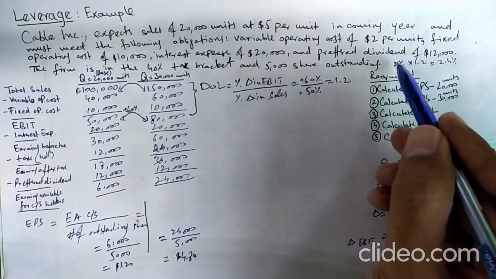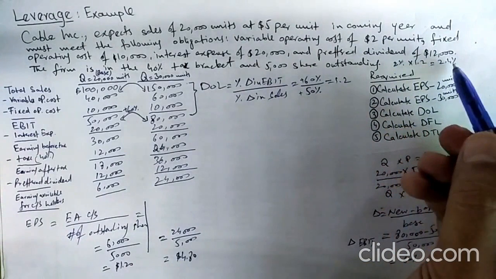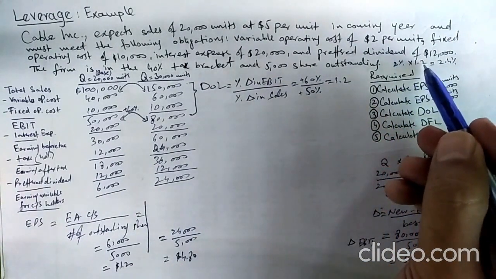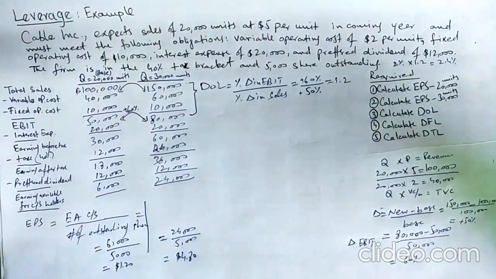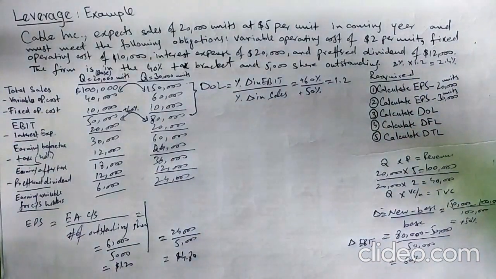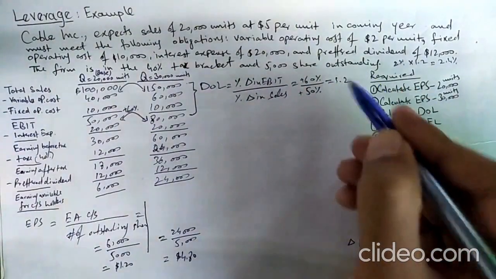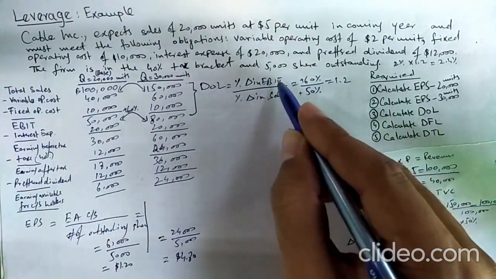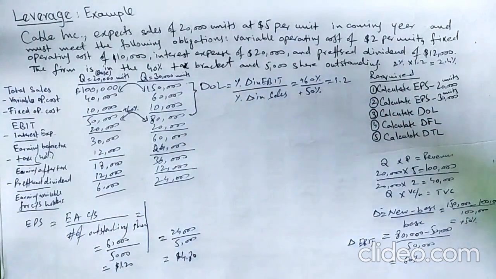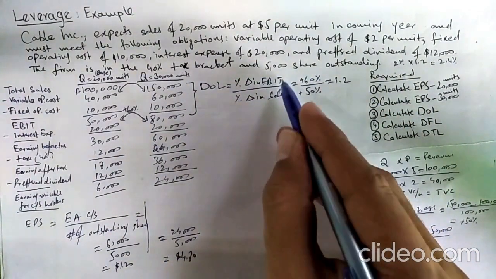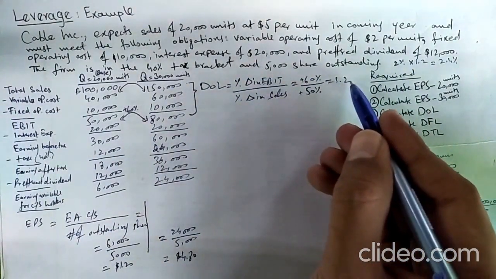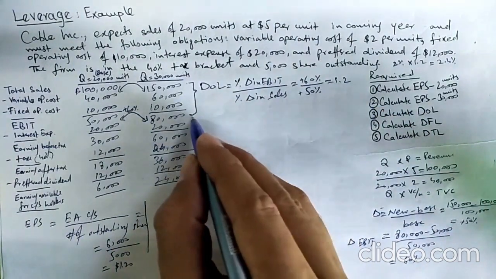If sale increases by 5%, then EBIT will increase by 5 multiplied by 1.2. It should be equal to 6%. So that's how we can interpret this degree of operating leverage. Simply, if sale increases by 1%, then EBIT will increase by 1.2%. If sale decreases by 1%, then EBIT will decrease by 1.2%. So that's how we can interpret this.